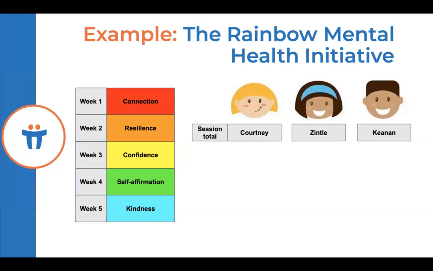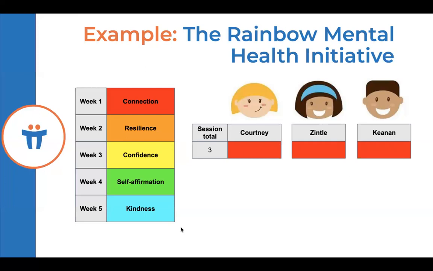So that's the curriculum, and what we want is to deliver as much of that curriculum as possible to our participants. So session 1, everybody attends. Our attendance for that session is 3, and Courtney has attended, Zintle has attended, and Keenan has attended. Session 2, only Zintle attended. So Courtney and Keenan did not attend. So our session attendance is 1 for that session. And yeah, we have some potential dropouts here.